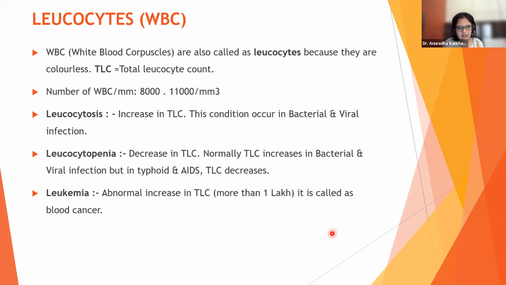Leukocytopenia, decrease in TLC. Normally TLC increases in bacterial and viral infection, but in typhoid, AIDS, hepatitis maybe, TLC will decrease. Leukemia, abnormal increase in TLC, which is called as blood cancer. It is generally called as blood cancer. Okay, that is leukemia.